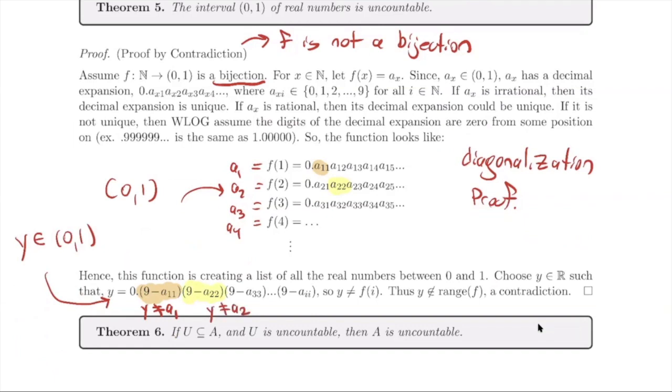So we work down each of these elements and say, okay, the third decimal is different over here. So basically this number y doesn't appear on this list. It's different than every A1, A2, A3, A4, A5 that we can come up with. So therefore, y couldn't possibly be f of anything. y is not in the range of this function. And that would contradict the claim that f was a bijection.